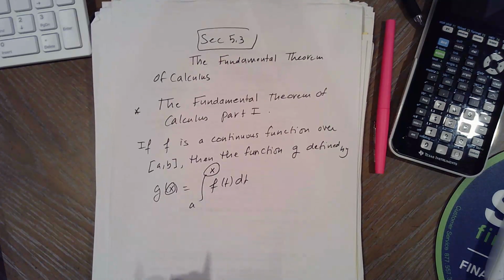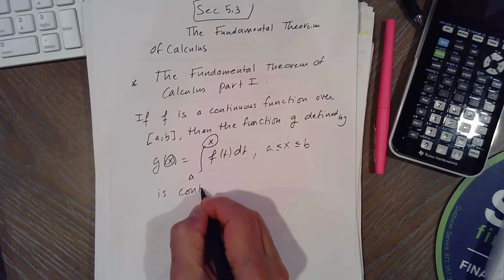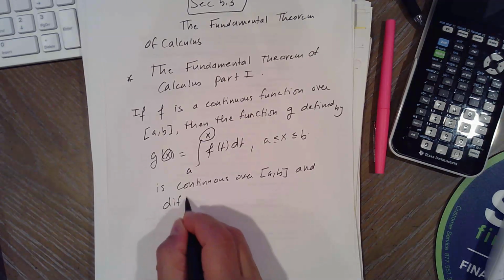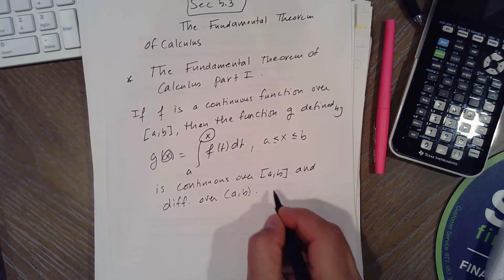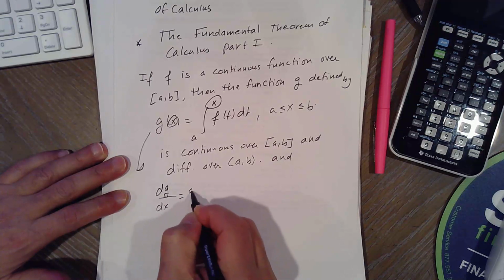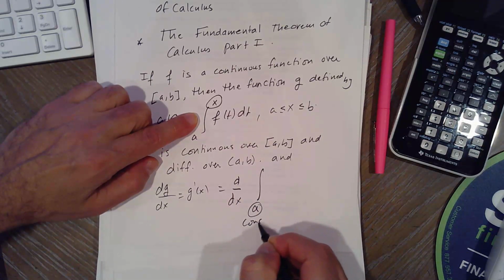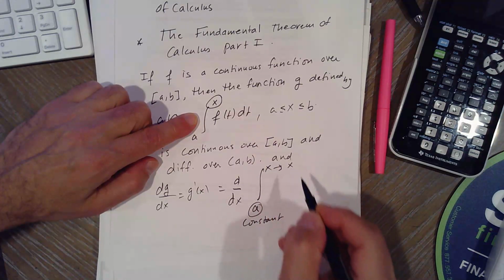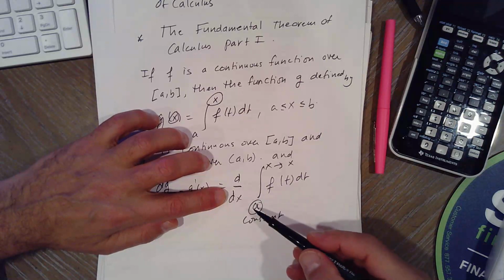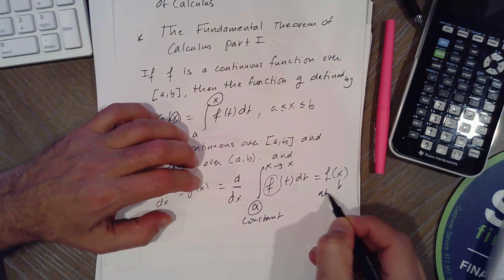Notice the upper limit is a variable, where x is between a and b. g is continuous over [a, b] and differentiable over the open interval (a, b). And if you find the derivative of g of x, dg/dx or g prime of x, you're finding the derivative of the integral whose lower limit is a constant and whose upper limit is x, of f of t dt. It's going to be the value of the function at the upper limit.